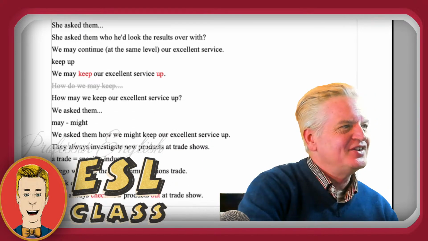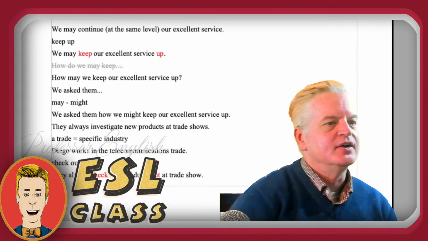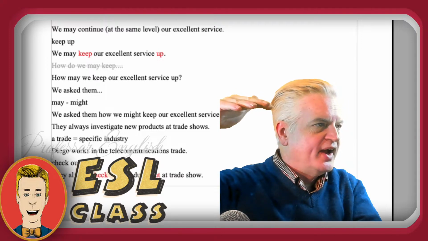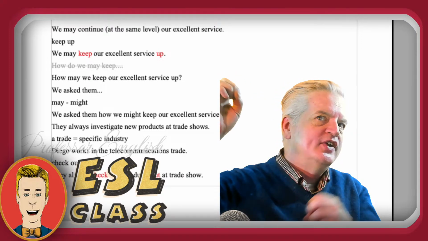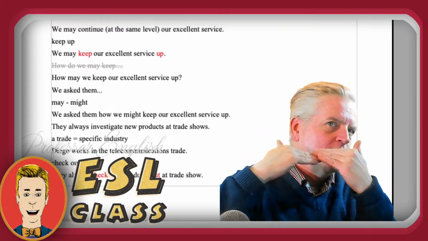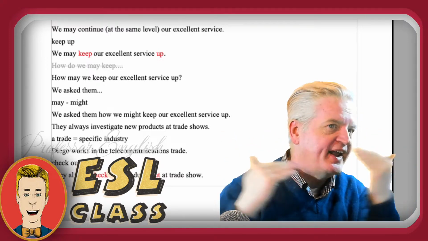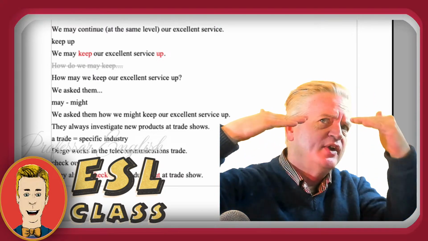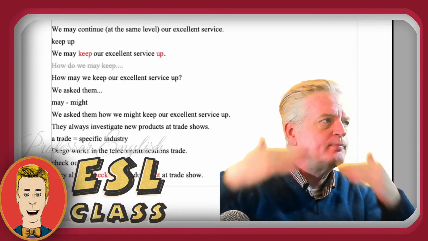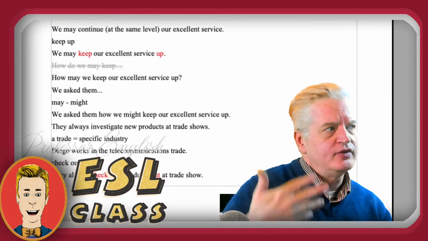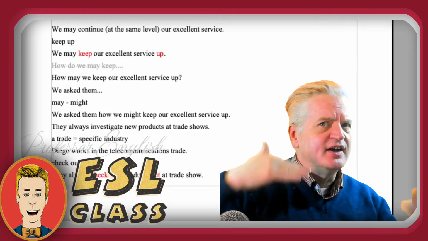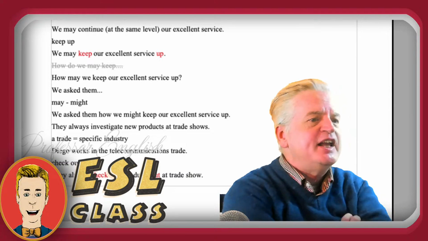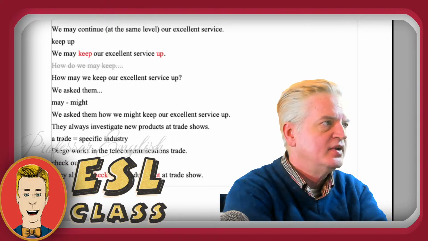All right, let's try another example. Now we have a sentence here, which is, we may continue at the same level our excellent service. This idea of continue at the same level, or maintain, means keep it at this level. Don't go up, don't go down. And there's a very common phrasal verb for this idea: keep up something.